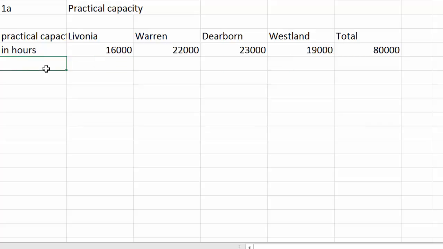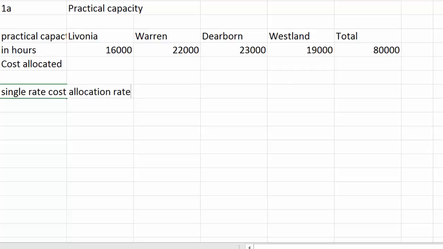Then we can go ahead and find the cost allocated. Now the question is how to find the cost allocation rate, because we're looking at a single rate cost allocation rate. So, single rate method. We're going to find the cost allocation rate. All you have to do is add the total cost, and divide the total cost by the practical capacity in hours, which is 80,000. That's how you find the cost allocation rate. So it's not really that difficult.